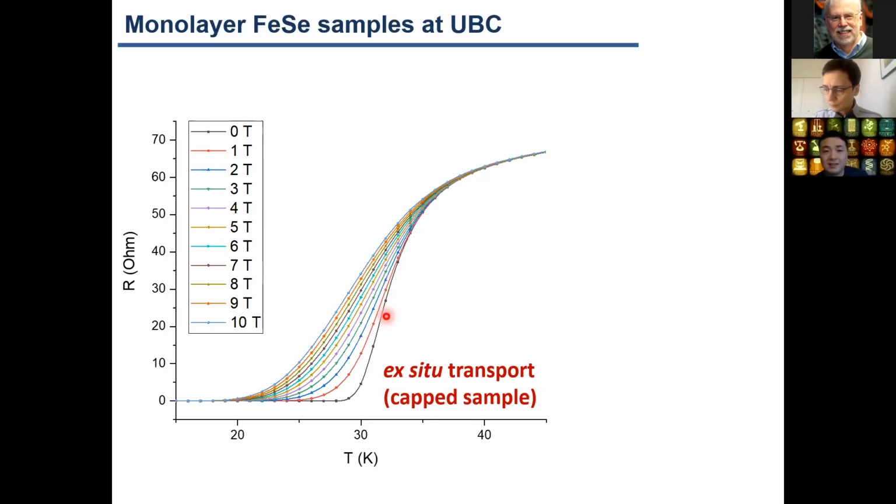So we can create these monolayer samples routinely nowadays at UBC. Here I'm showing you the sample that shows probably the highest TC so far. This is a cap sample. So the onset TC is probably almost 40 Kelvin, and the TC0 is about 30 Kelvin. So you can see this sample can be very nice.